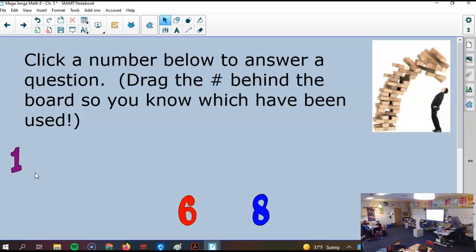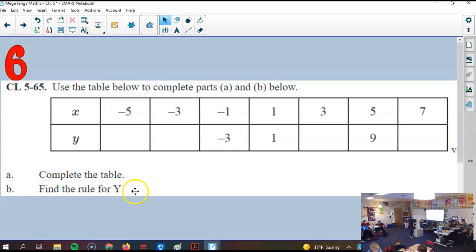Grant, give me a number. 6. What I care about here is find the rule. I'm not going to ask you to fill in every spot of the table, but find the rule for y. Find the rule for y.